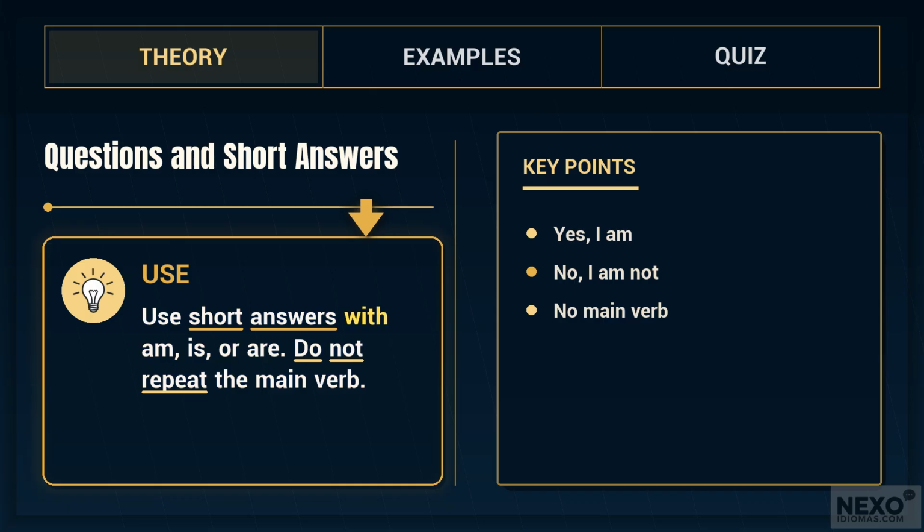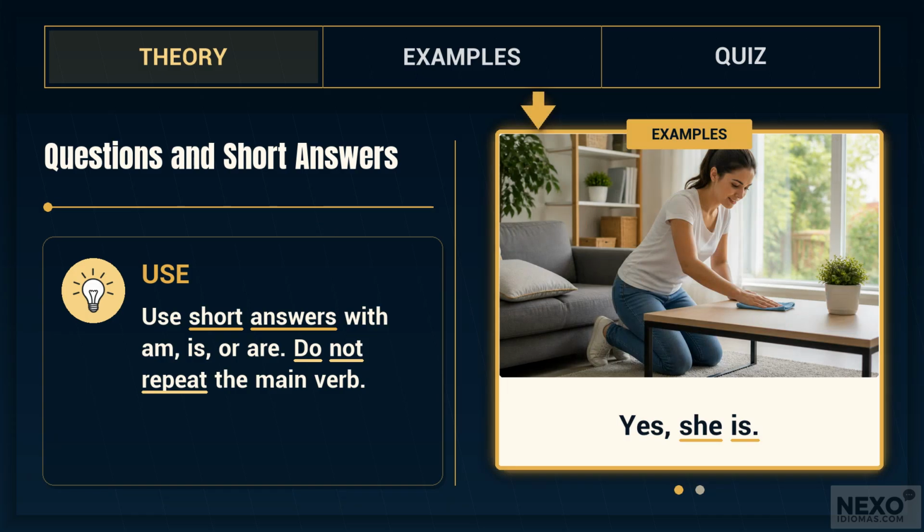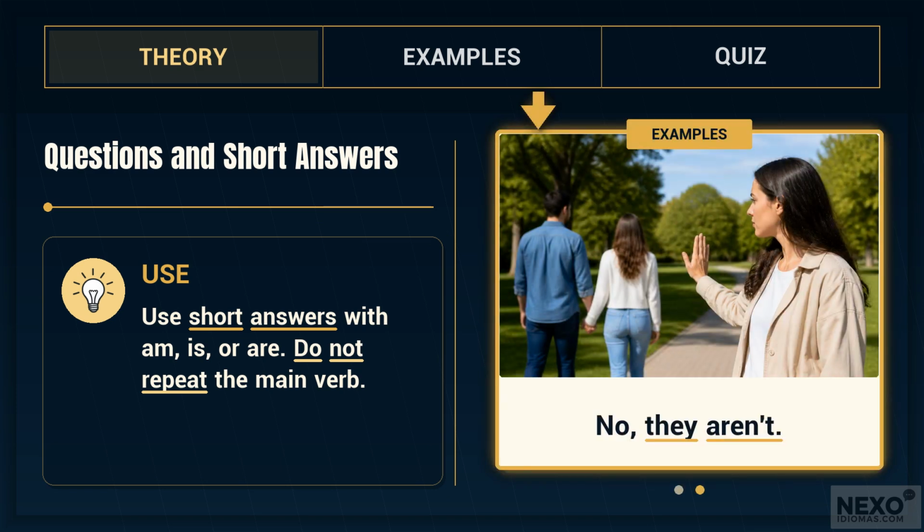Use short answers with am, is, or are. Do not repeat the main verb. Example. Yes, she is. Example. No, they aren't.